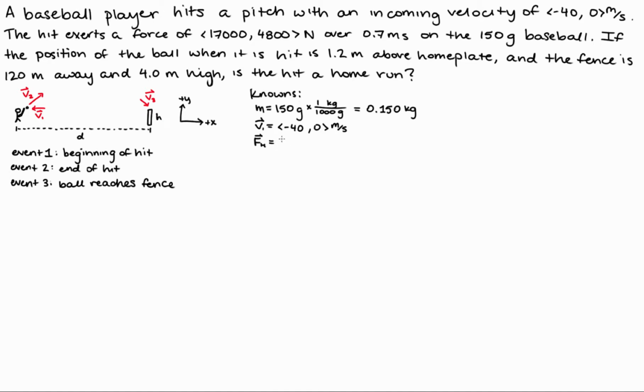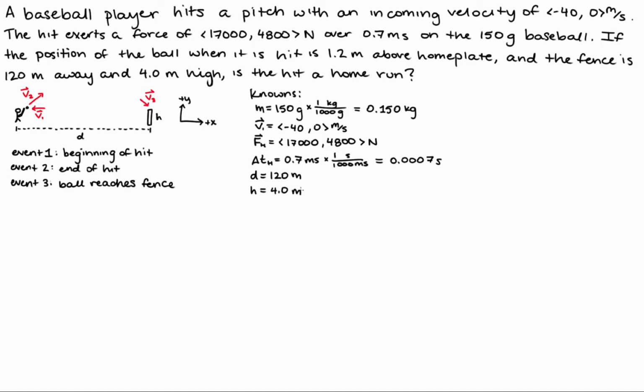The force of the hit is 17,000 newtons in the x direction and 4,800 newtons in the y direction. The duration of the hit is denoted by delta TH and is given by 0.7 milliseconds, which we can convert to standard units once again by multiplying by 1 second over 1,000 milliseconds, giving us 0.0007 seconds. The distance from home plate to the fence is 120 meters and the height of the fence is 4.0 meters.